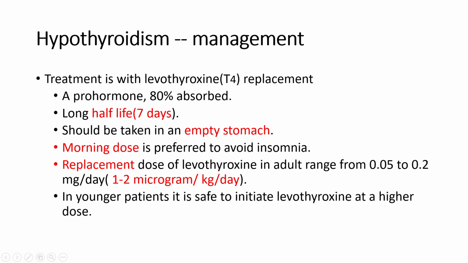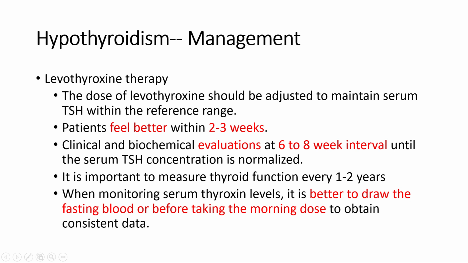Replacement dose of levothyroxine in adults ranges from 0.05 to 0.2 mg per day, or it can also be calculated as 1 to 2 microgram per kg per day. In younger patients, it is safe to initiate levothyroxine at a higher dose. The dose of levothyroxine should be adjusted to maintain serum TSH within the reference range. Patient feels better within 2 to 3 weeks. Clinical and biochemical evaluations at 6 to 8 week intervals are required until the serum TSH concentration is normalized. It is important to measure thyroid function every 1 to 2 years.